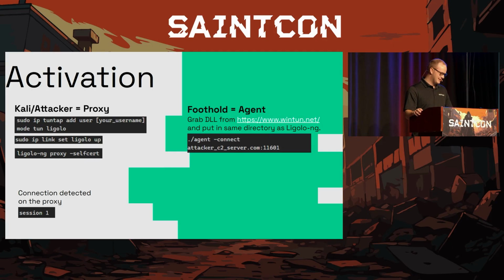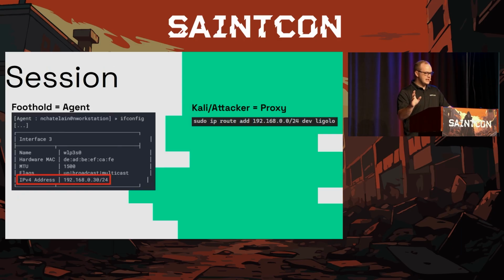It's waiting for a connection, and we're trying to connect to it. Makes sense, right? So then you'll see, once you run this command, that a connection will be detected on the proxy side. And all you have to do is type session1, and then that connection is formed, and Kali has made that connection. So the last thing is the session. So we're going to switch back, and we're actually going to start on the foothold side for this one.